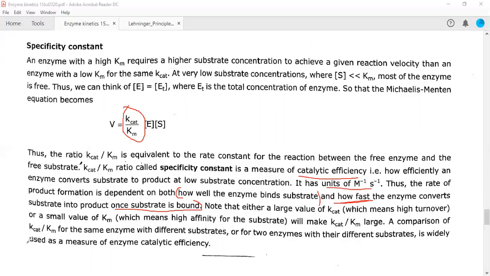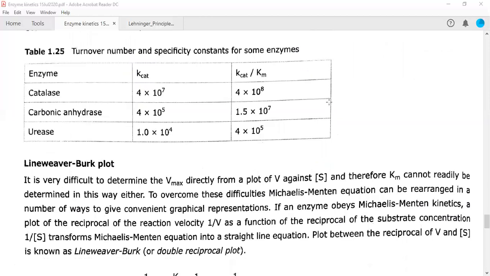A comparison of the specificity constant, the catalytic efficiency, for the same enzyme with different substrates, or two different enzymes with different substrates, is widely used to measure enzyme catalytic efficiencies. So to know which enzyme is more catalytically efficient, you can calculate either with the same enzyme with different substrates or two different enzymes with different substrates. So this is possible. This is also possible. So based upon this, you can categorize your enzyme.